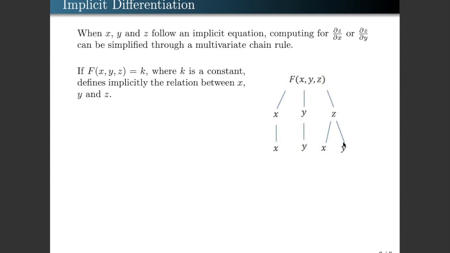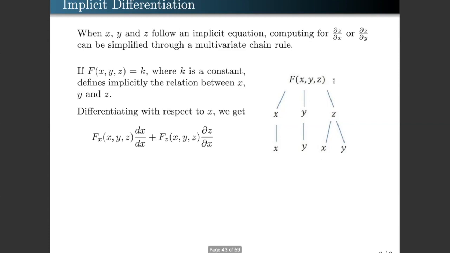Right. So we use chain rule again to formulate the partial of f with respect to x. So we are going to look at this path here and this path here. So when we differentiate with respect to x, we get the partial of f with respect to x times the derivative of x with respect to x. This path doesn't have x on it, so we just look at the last one, partial of f with respect to z multiplied with the partial of z with respect to x.